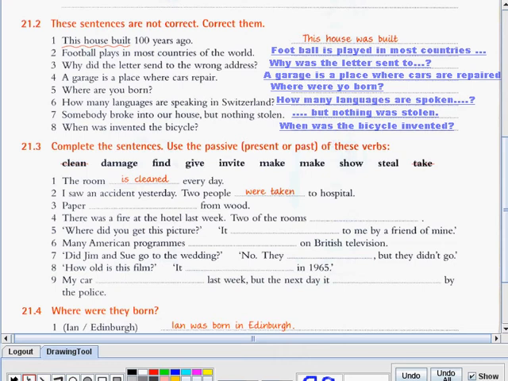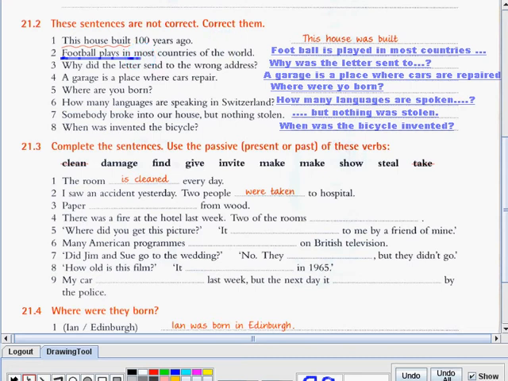Okay, now let's check your answers. Alright, let's have number 2. "Football is played in most countries of the world." That is the right sentence for number 2. Which one here is the wrong part? Let's find out. This one. Okay. So it should be, football is played in most countries of the world. Okay? Do you have the same answer? Did you get the same one? Well, if you did get the right answer, then you are very good.